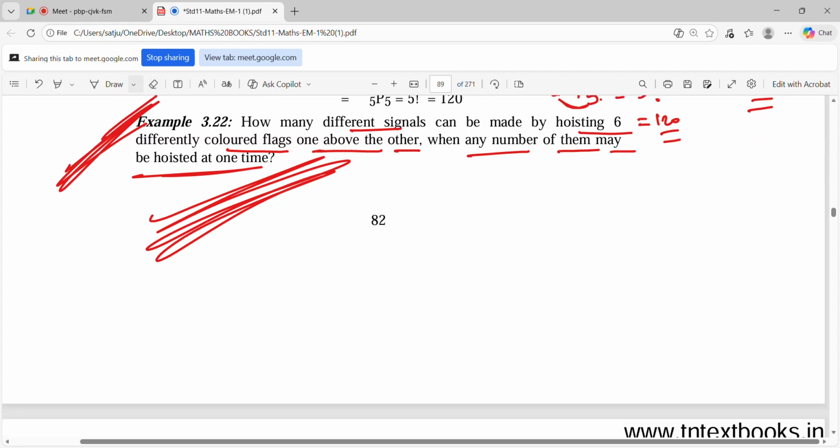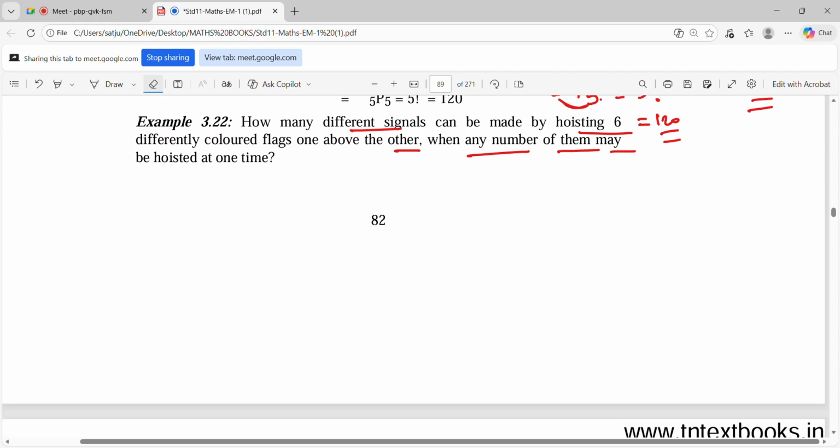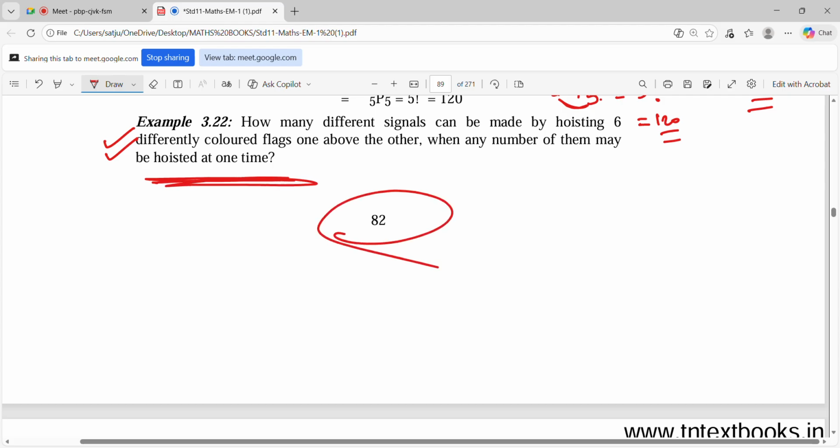This can be a direct question in your UPSC examination. This question is possible, a direct one. Please check page number 82. Take this question and make it in your notes. This can be a direct question. How many different signals can be made by hoisting 6 different color flags, one above the other?